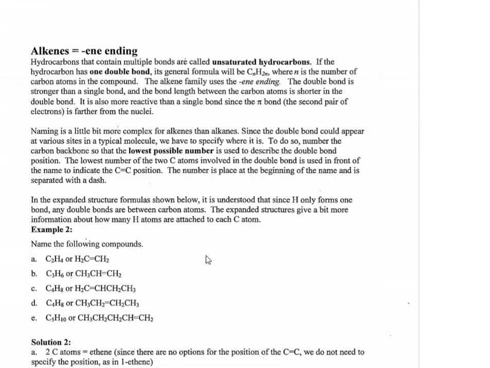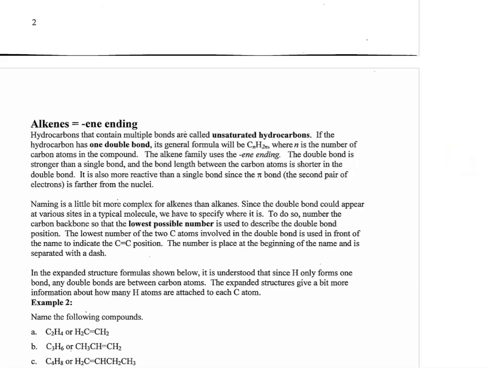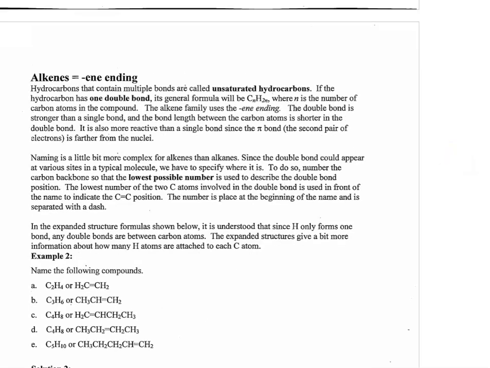Then when we go to our alkenes, I'm sorry, this is where you have that ene ending. They are the hydrocarbons that contain unsaturation. Unsaturated means that we're going to have at least one double bond. The general formula is CnH2n, where n is the number of carbon atoms in the compound.